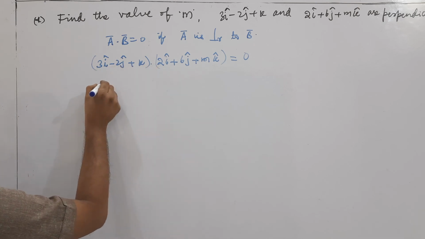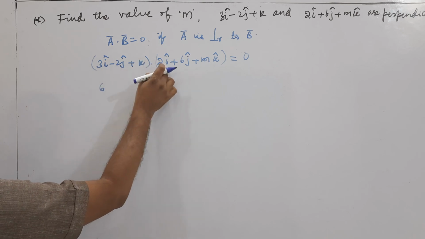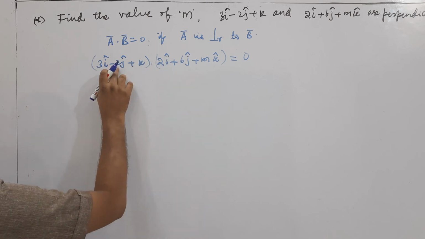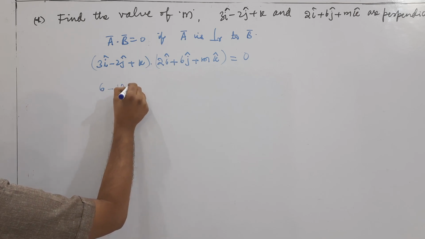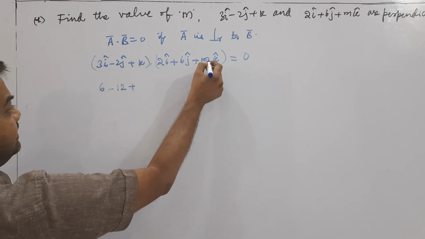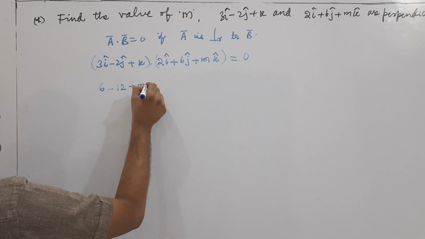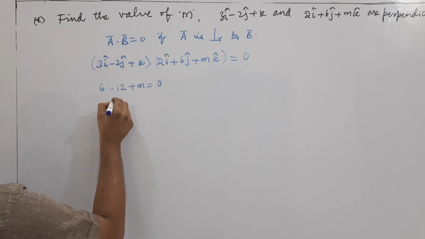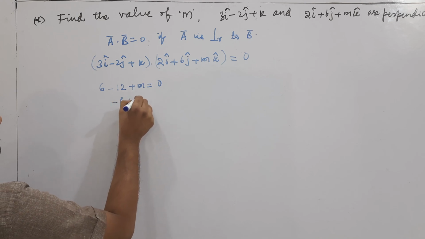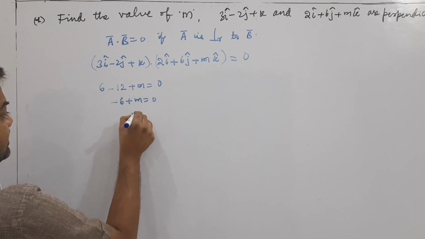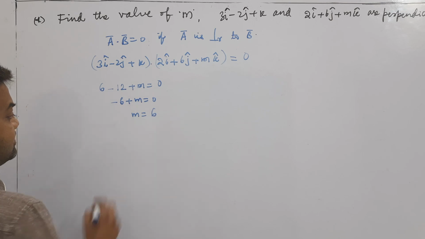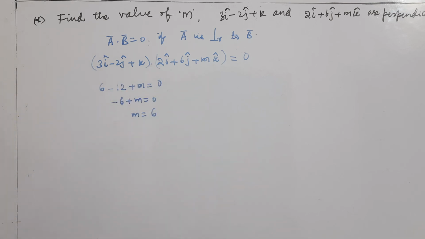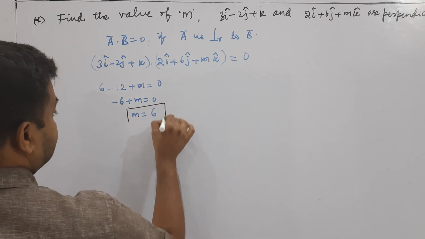3 2s are 6. I cap dot i cap is 1, no need to write. Minus into plus, minus 2 6s are 12, plus here 1 and m into 1 means m, is equal to 0. 6 minus 12 is minus 6 plus m is equal to 0. That implies m is equal to 6. Minus 6 brings to this side, it becomes plus. Like this.